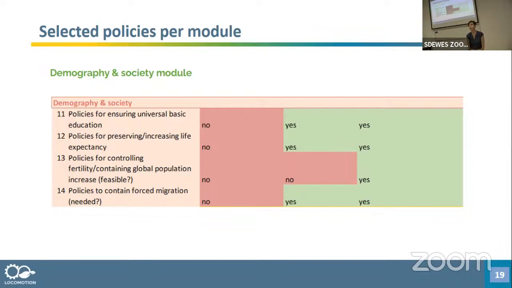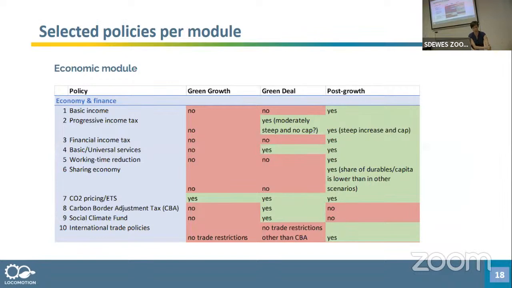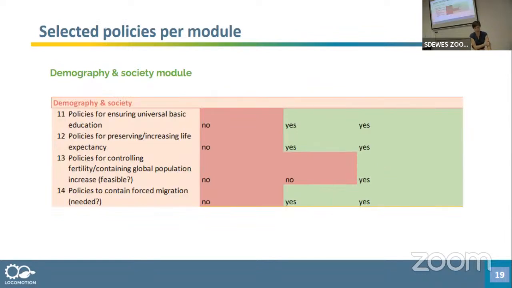Can you go into some detail what policies for controlling fertility you're considering and what containing forced migration means? Yeah, these are just ideas, and as I said, we are not sure it's feasible, but there is a difference, of course, between, on the one hand, introducing in the model a basic income, and things where you basically model the effect of something simply assuming that it would take place, which is quite common in modeling.